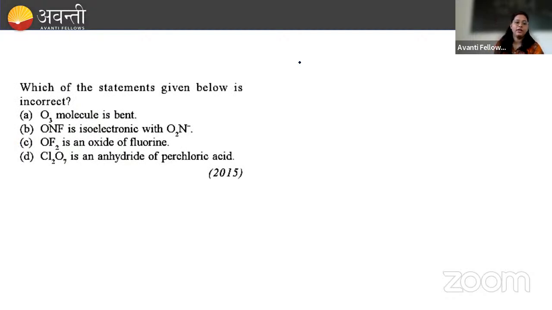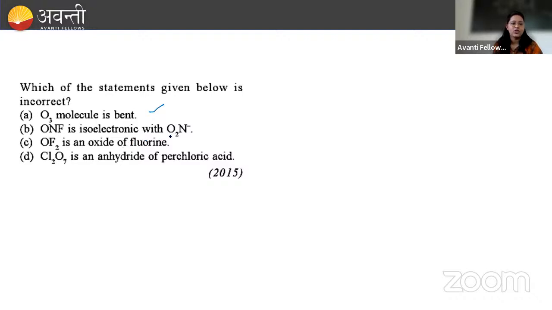Which of the statements given below is incorrect? So there are 4 statements given to us. O3 molecule is bent. ONF is isoelectronic with O2N minus, OF2 is an oxide of fluorine, and Cl2O7 is an anhydride of perchloric acid. So the first statement is correct. O3 is bent shape.